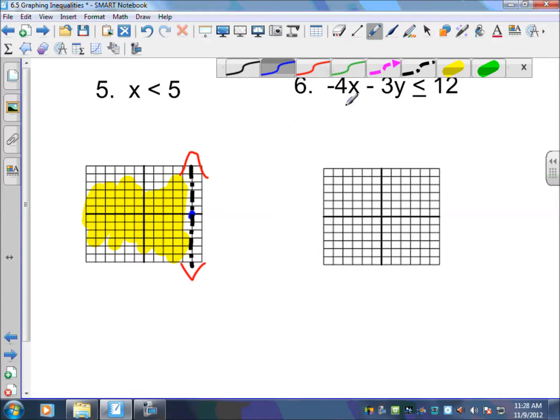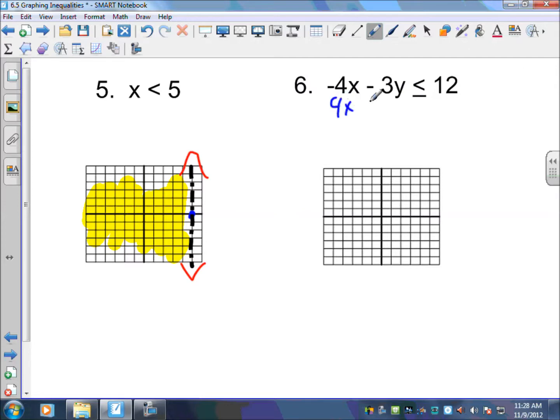Okay, let's see if you got it right. The first thing I have to do is isolate my y. That means I have to add 4x to both sides. 4 minus 4 is 0, so I get negative 3y is less than or equal to 4x plus 12. I cannot combine 4x and 12 because they don't both have x's.